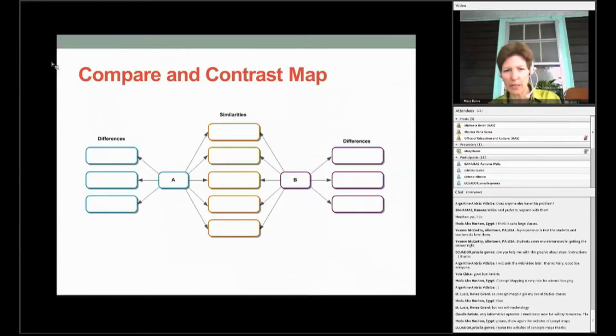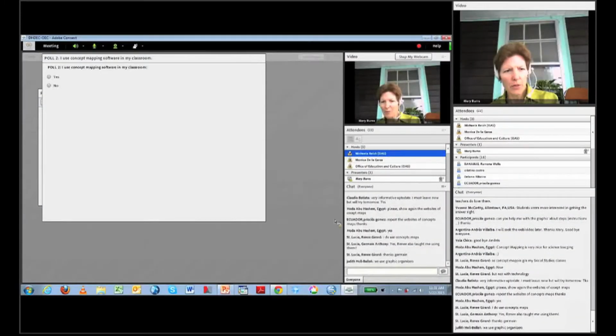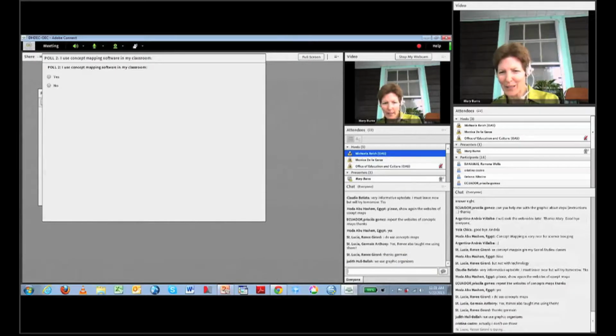And a compare and contrast map actually does that. So, for example, Hoda's question about social studies, you could have two nations at war. What is nation A's point of view and what is nation B's point of view, and is there anywhere that they overlap? So it looks like most of you are not using concept maps, but a few of you are. Renee taught me to use them, is what we're seeing from Germaine and St. Lucia.